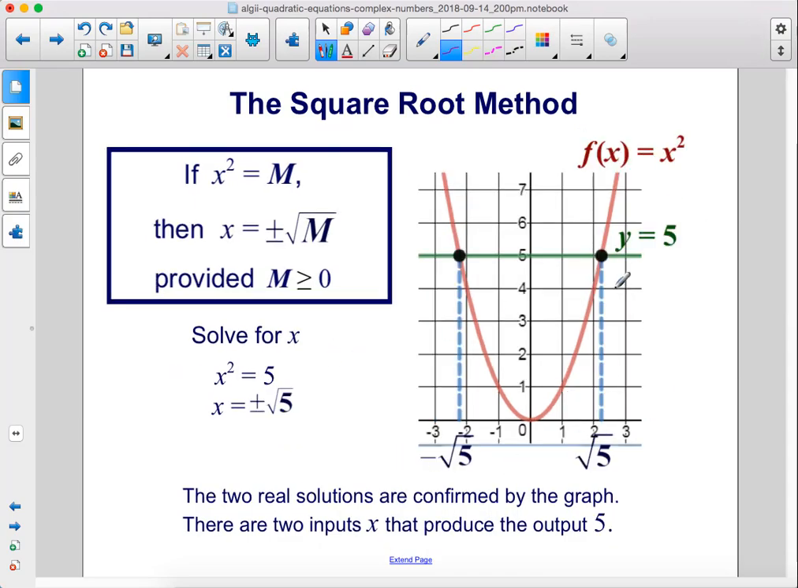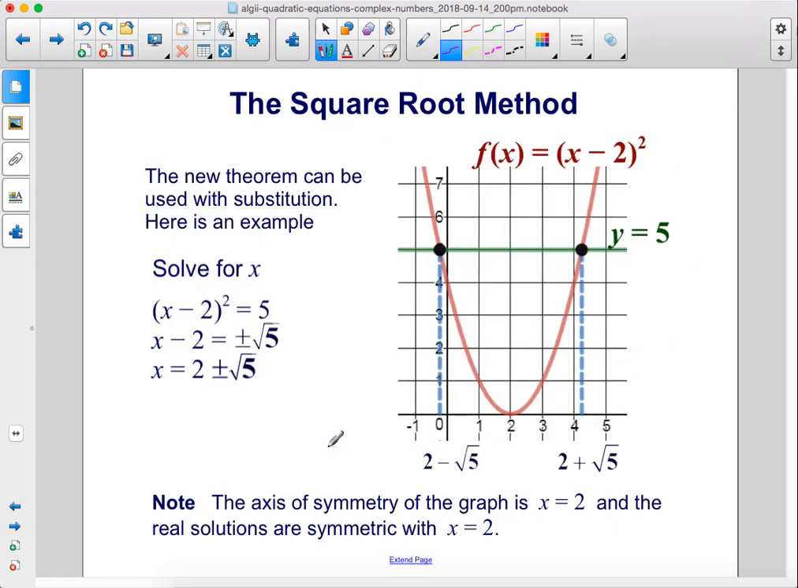Here's another example. X squared equals 5, therefore x equals plus or minus the square root of 5. So here we have the graph of x squared, and when x equals the square root of 5, which is slightly more than 2, we have a solution there and a solution there, where y equals 5. The two real solutions are confirmed by the graph. There are two inputs x that produce the output 5.